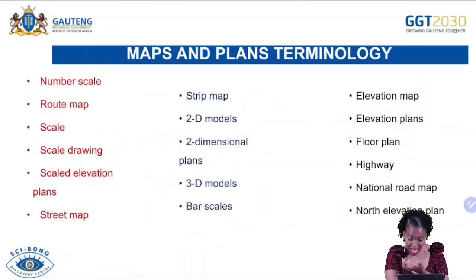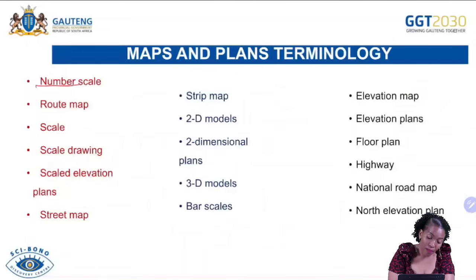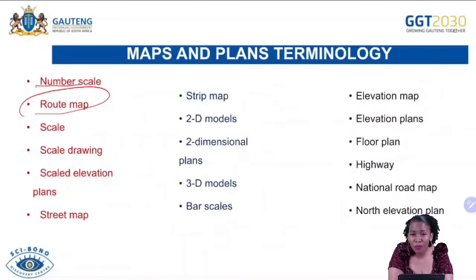And then I just mentioned now in the previous slide that you must know your definitions. You must know what is your number scale. You must know what is a route map, because they can give you a map without a heading, and then they will ask you to identify that type of map that is given. So you must know if it is a street map, or if it's a national map, or a provincial map, or an elevation map, or even a strip chart.